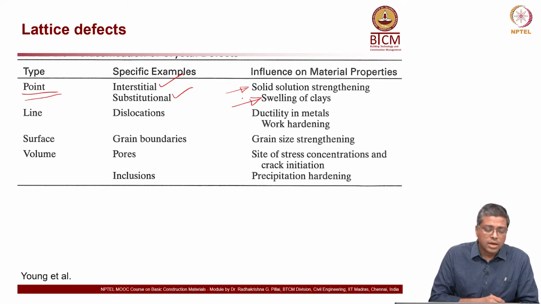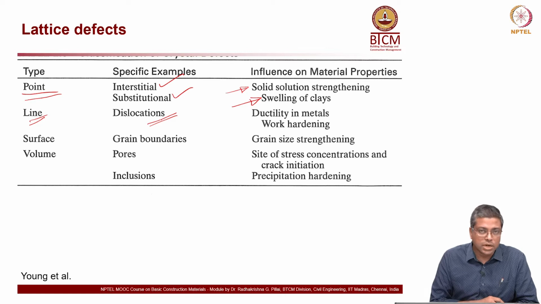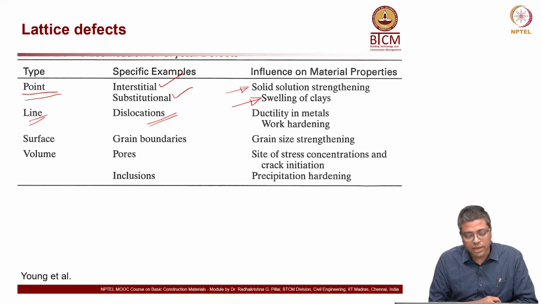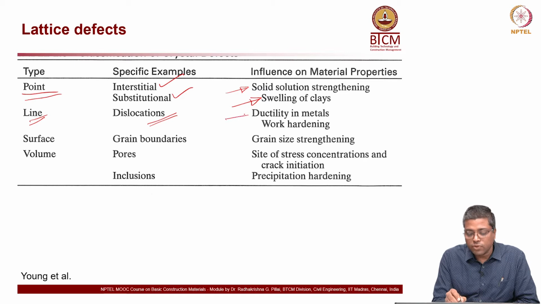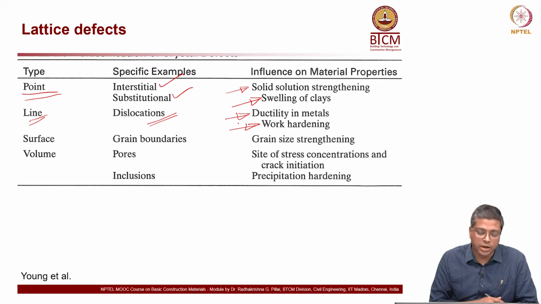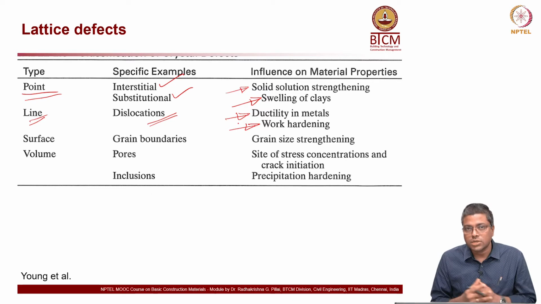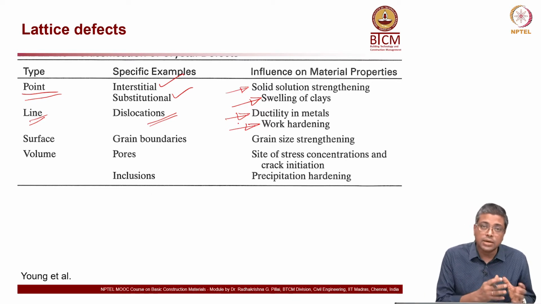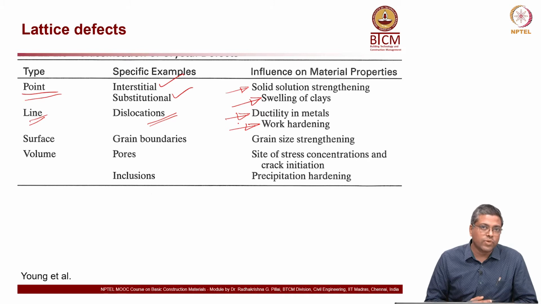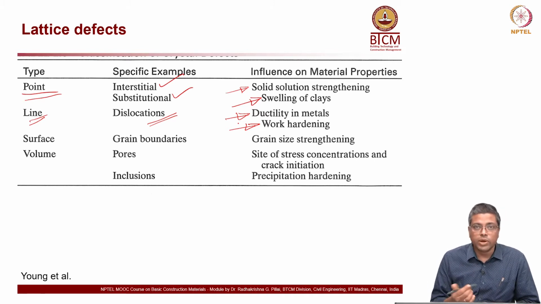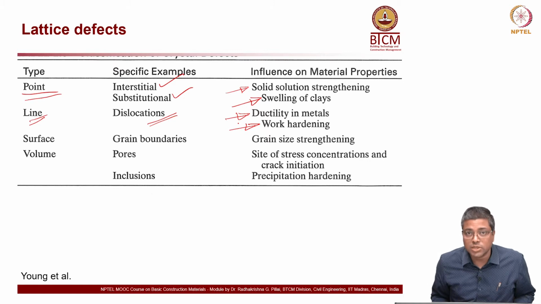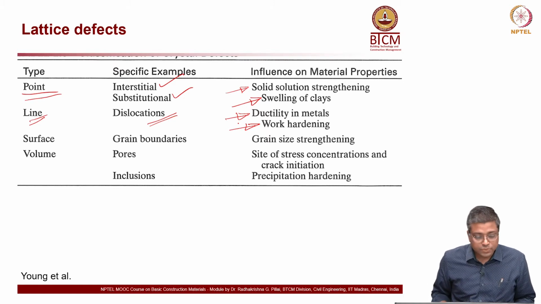And then you have a line defect, whose main examples are dislocations. There are two types of dislocations, I will cover that later, and how they influence the ductility and work hardening, or strain hardening. The ductility of the material or the strain hardening nature of the material are all influenced by the line defects, or the presence of line defects can actually influence such properties of the metals.